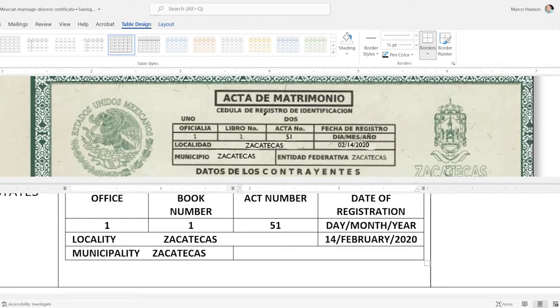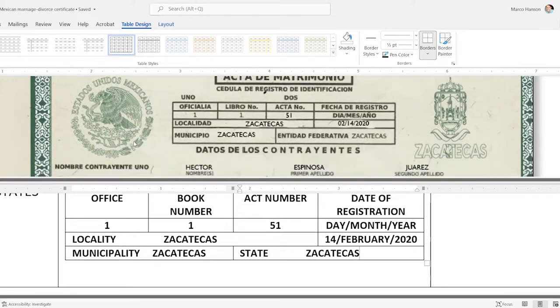Zacatecas. Entidad Federativa. This always gives us trouble because there's no equivalent in English. But it's like a state. In almost every case, it's a state, except in the case of Mexico. Right. And so you can say federal entity, that's fine. But I've taken to using state because it's commonly understood in English in the United States.